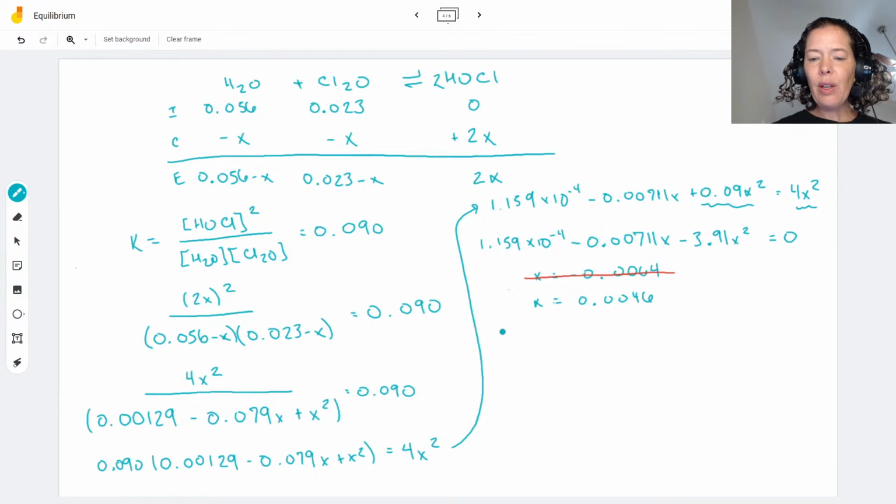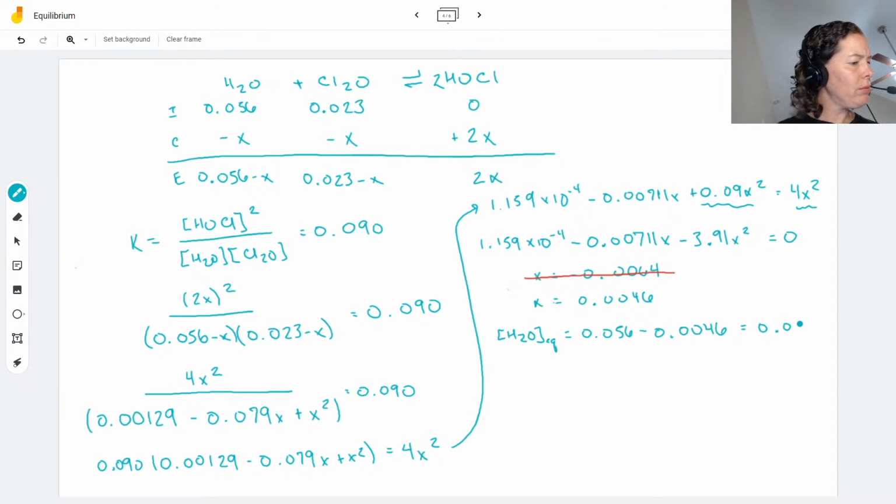All right, so our equilibrium concentration for water, again, this is equilibrium, is going to be our 0.056 minus x, which we know the value of. So I am actually going to plug that value in. And that gives us our equilibrium concentration, which is 0.0514.